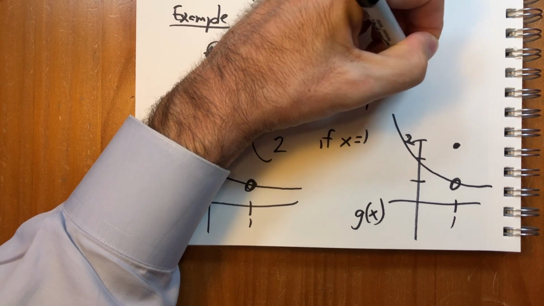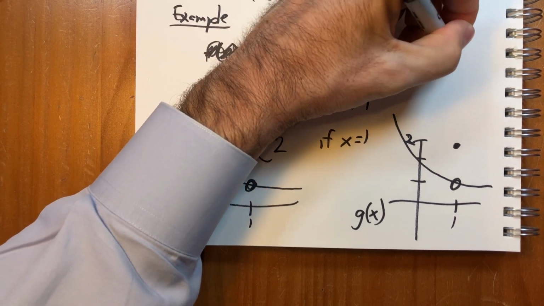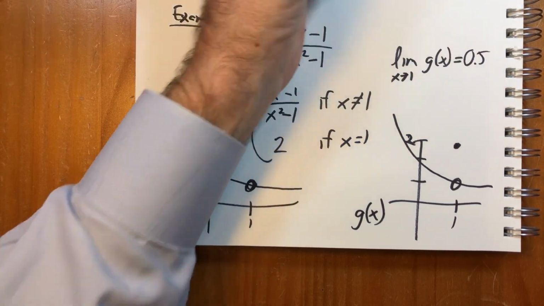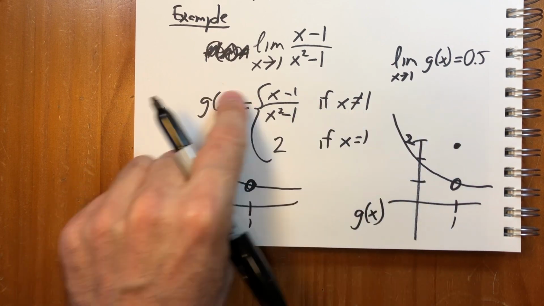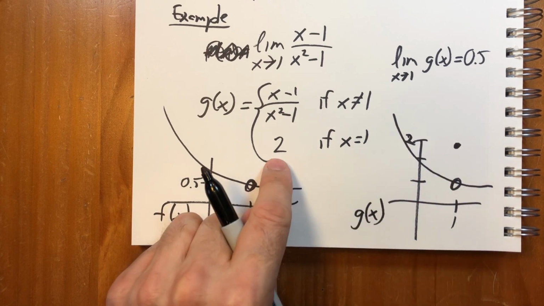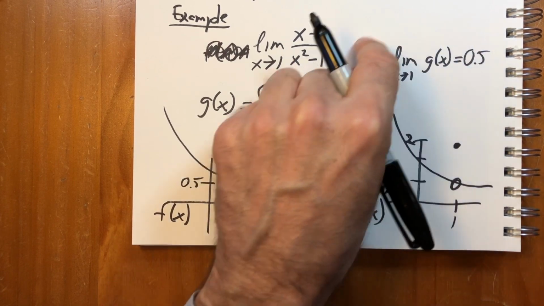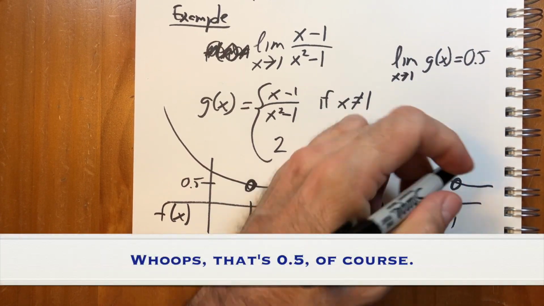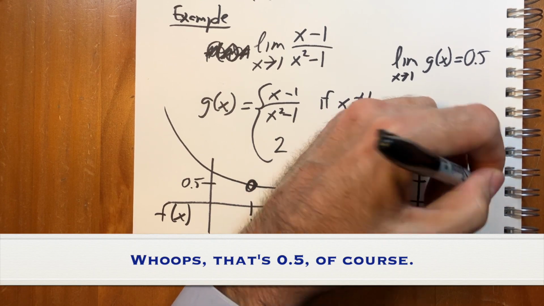So the point is, even in this case, if we took the limit of this one as x approaches 1, even though at 1 the value of this function is 2, the value of the limit as x approaches 1 is still going to be 1 because it's still getting closer and closer on either side.